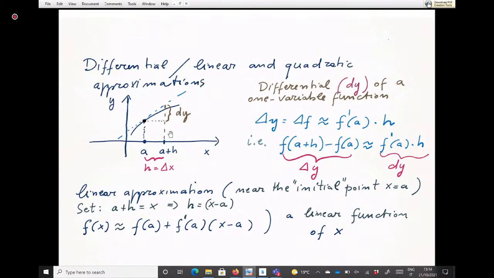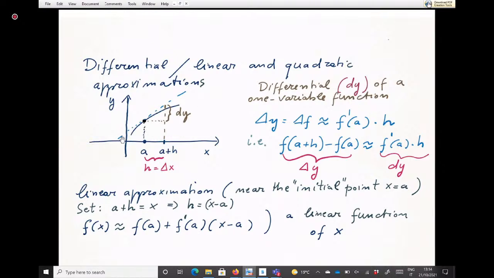This curve is a one variable function. The tangent line is the best linear approximation to this one variable function. The differential is defined as the product of the derivative at the initial point times the increment h, okay? You know already what the interpretation of the differential for a one variable function is, and the most important formula is this one.